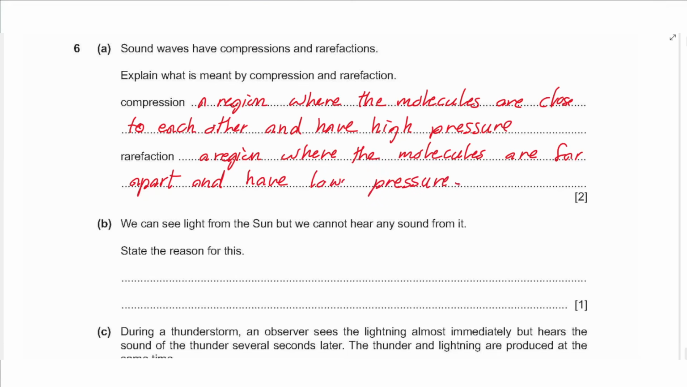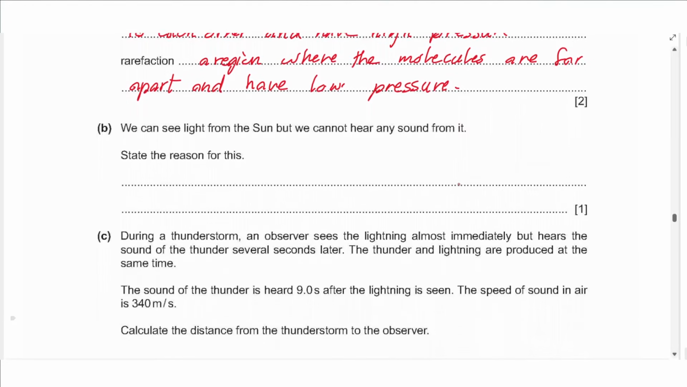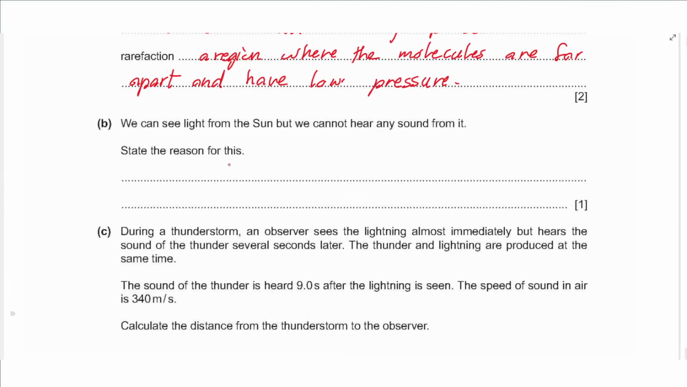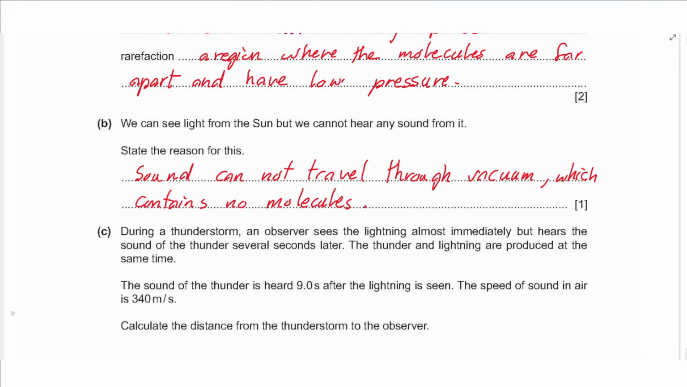Right. Question B says we can see light from the sun, but we cannot hear any sound from it. State the reason for this. This is because sound cannot travel through vacuum, which has or contains no molecules, which means no molecules to form compressions or rarefactions.